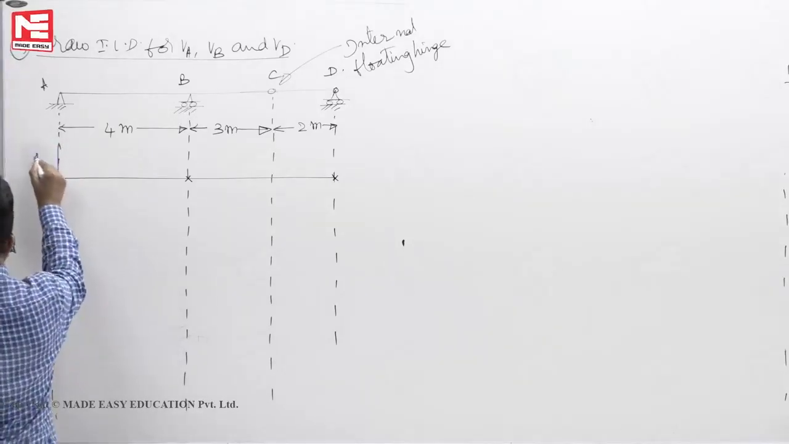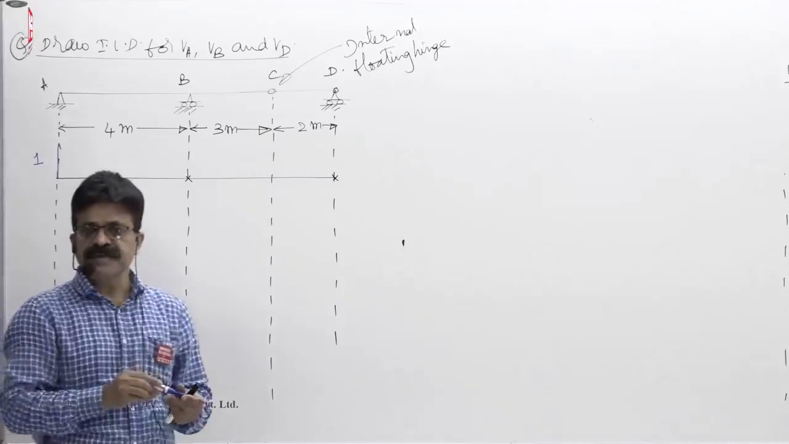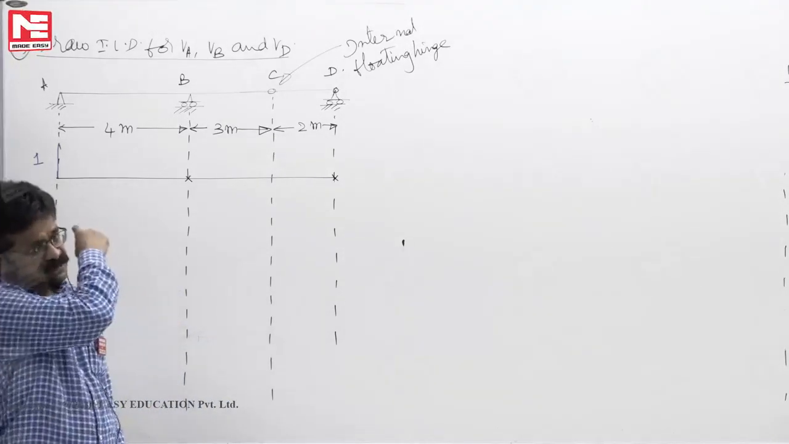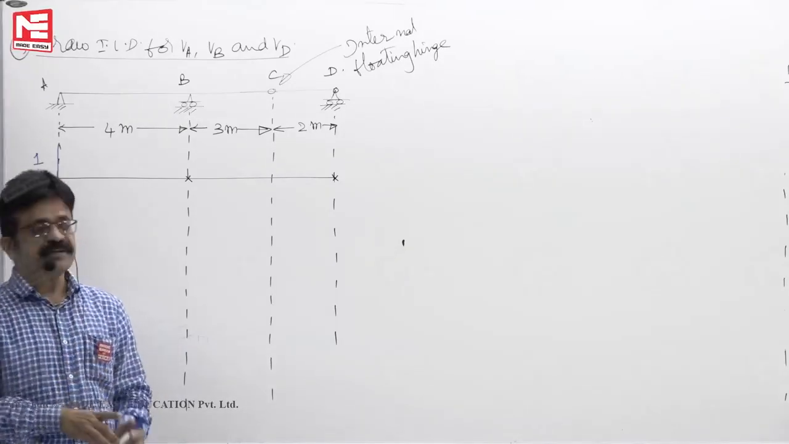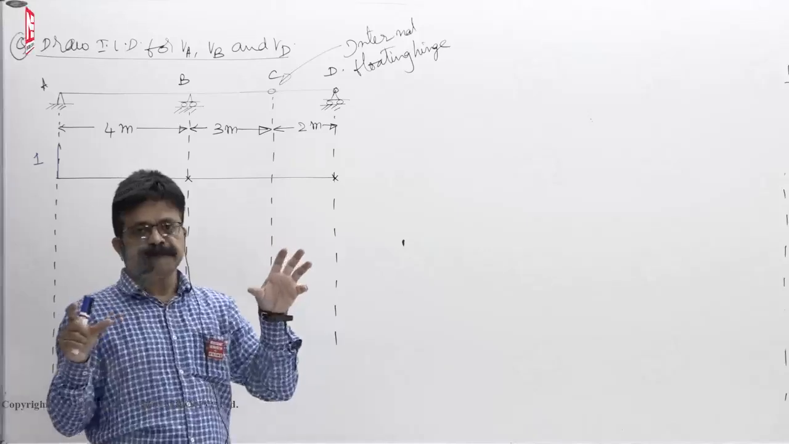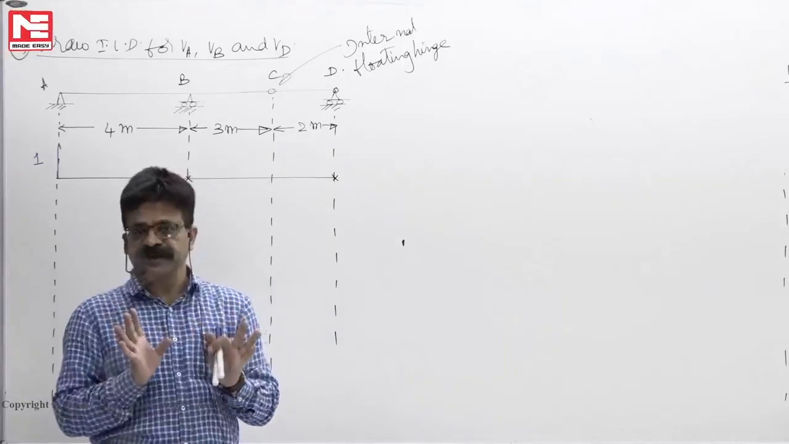Assume that you have displaced it by 1. Then the deflected shape of the beam is the influence line diagram. Such an influence line diagram must always be a straight line, because in a statically determinate structure, the number of reactions are just sufficient to keep it in equilibrium.